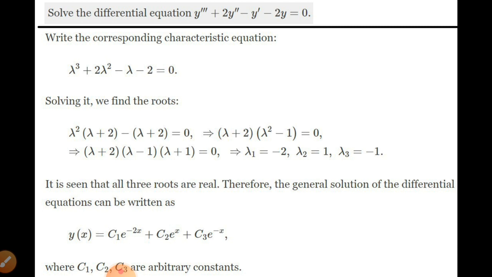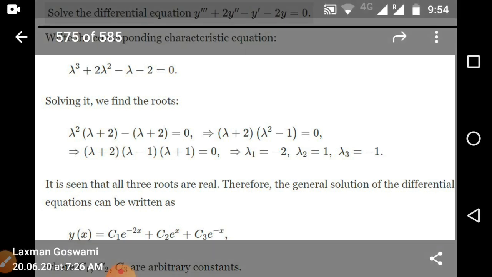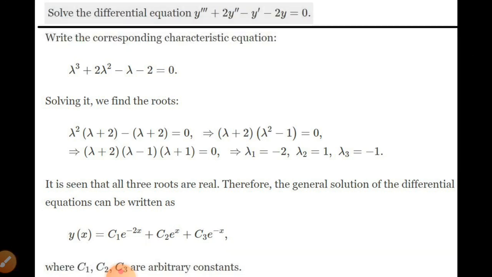What we will do then, we have to write the characteristic equation. In the characteristic equation, the first derivative term will be replaced by lambda, the second derivative term by lambda square, and the third derivative by lambda cube, in this way. So the characteristic equation can be written as lambda cube plus 2 lambda square minus lambda minus 2 equals 0.